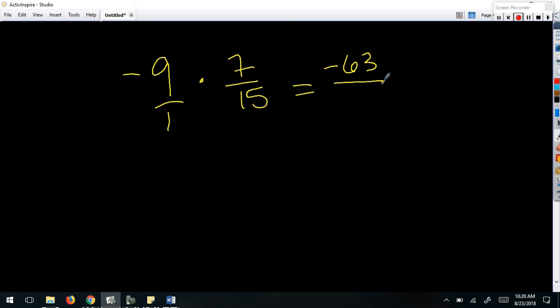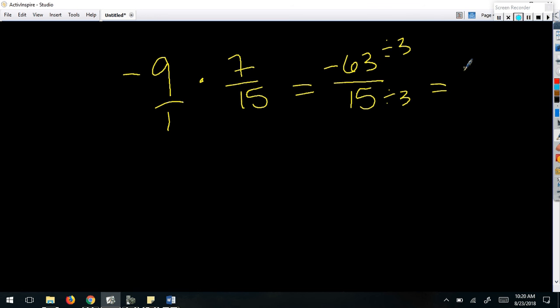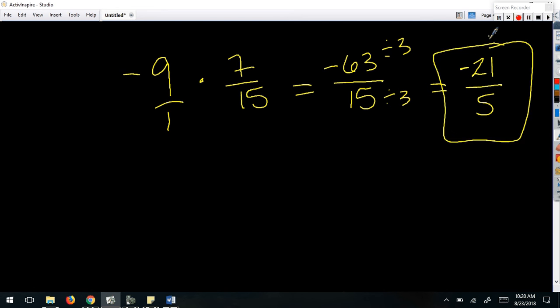-63 over 15. Can I simplify? Remember, improper fractions are okay. Mixed numbers are not okay. So can I simplify this any? Yes. What can I divide both of them by? Or what's the first thing you see? 3 is the first thing I see when I look at it. I would start with a 3. And remember, if we didn't pick the biggest one, that's okay because we can keep going. All right, so this is negative. And I can't simplify that any further, so it's done.